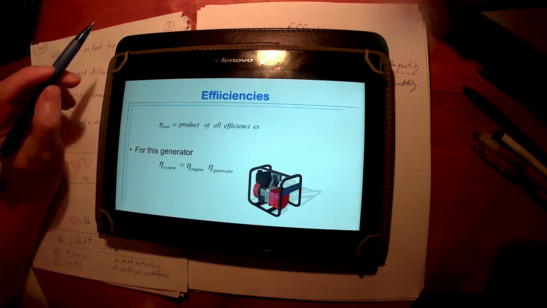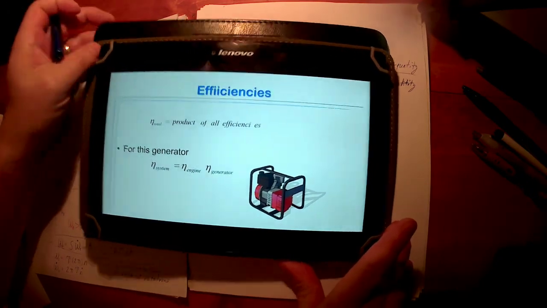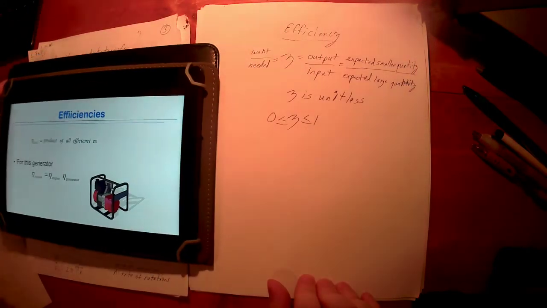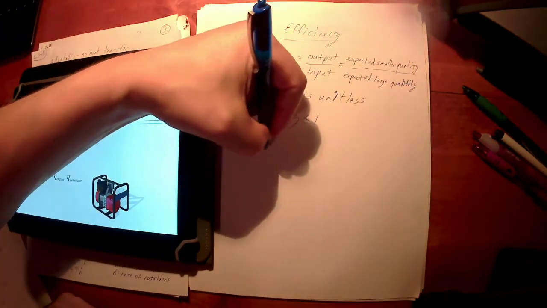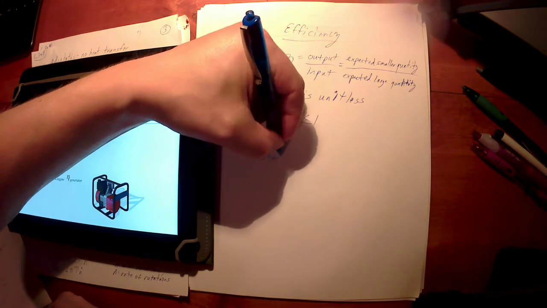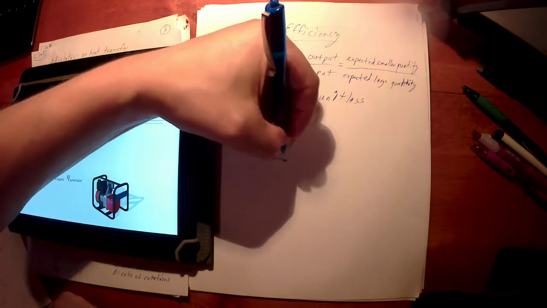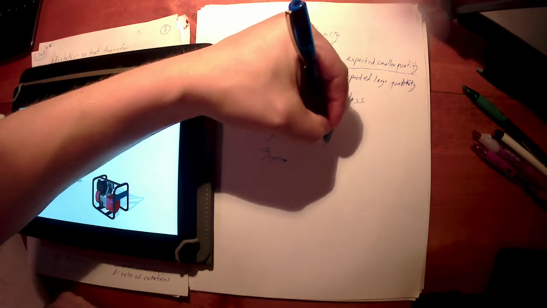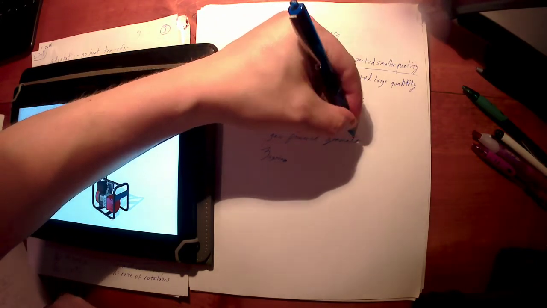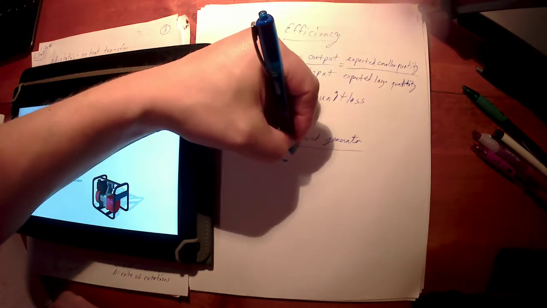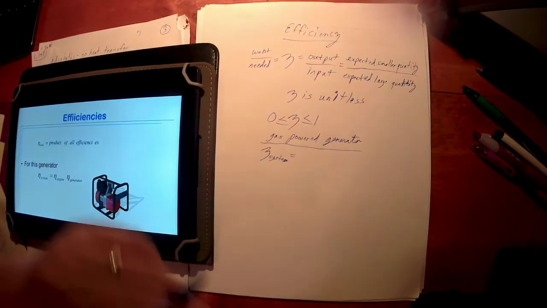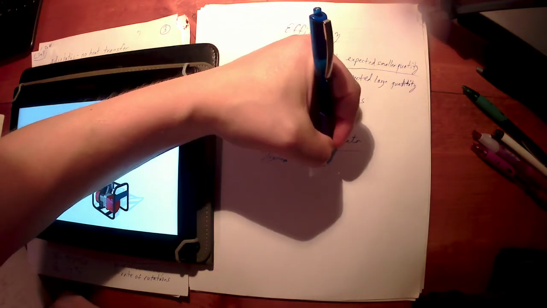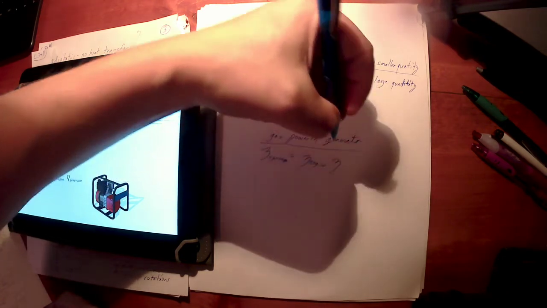And so the total efficiency for the entire system is going to be the product of the efficiency of the engine and the generator multiplied together. So the overall efficiency of a gas-powered generator, well, as I said, it's going to be the efficiency of the engine, that's one component, multiplied by the efficiency of the generator.